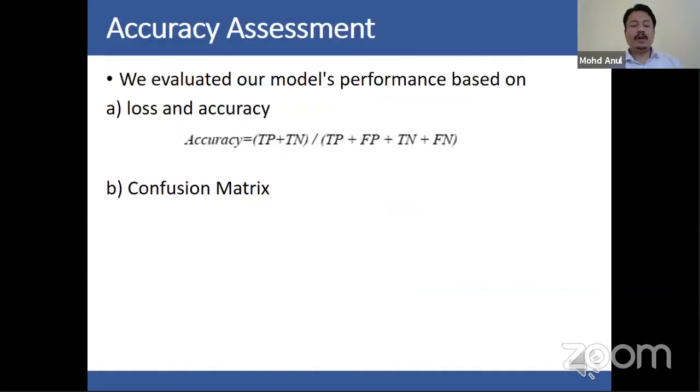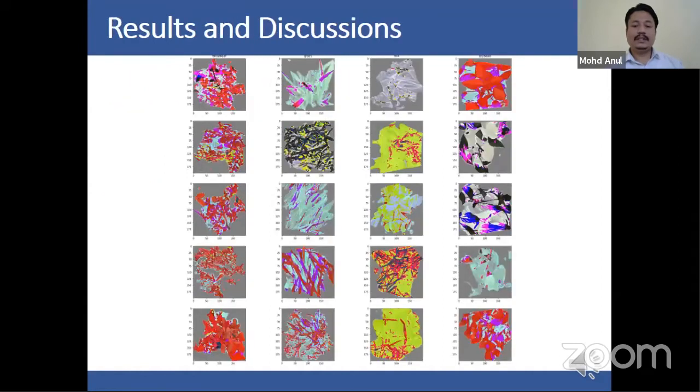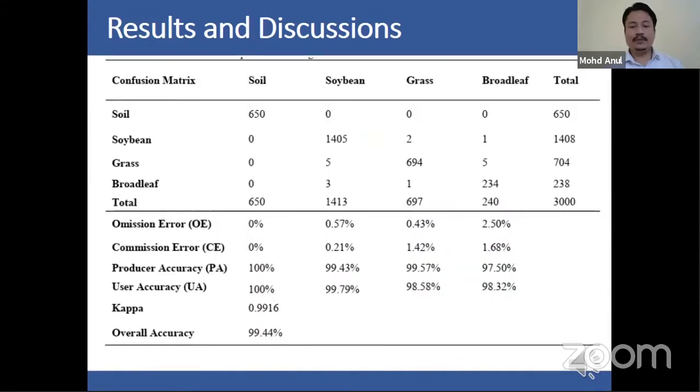We have performed accuracy assessment based on loss and accuracy as well as confusion matrix. And these are the segmented images which we got, and this is the confusion matrix.